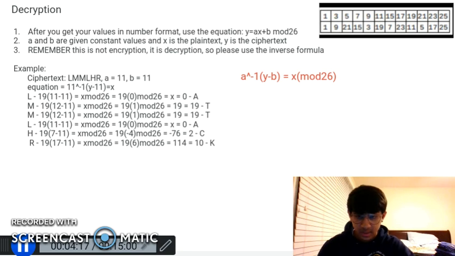If you check out my last video, you will realize how to derive it and how you come up with it. But you don't need to derive it during the test. Just memorize this and you're perfectly fine. A and b are constant values. X is the plain text. Y is going to be the ciphertext.